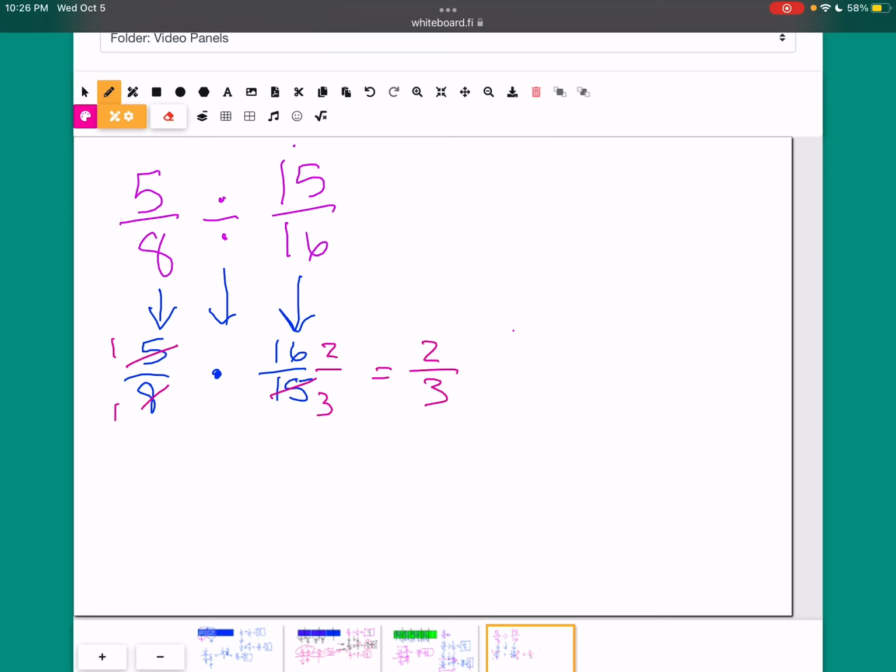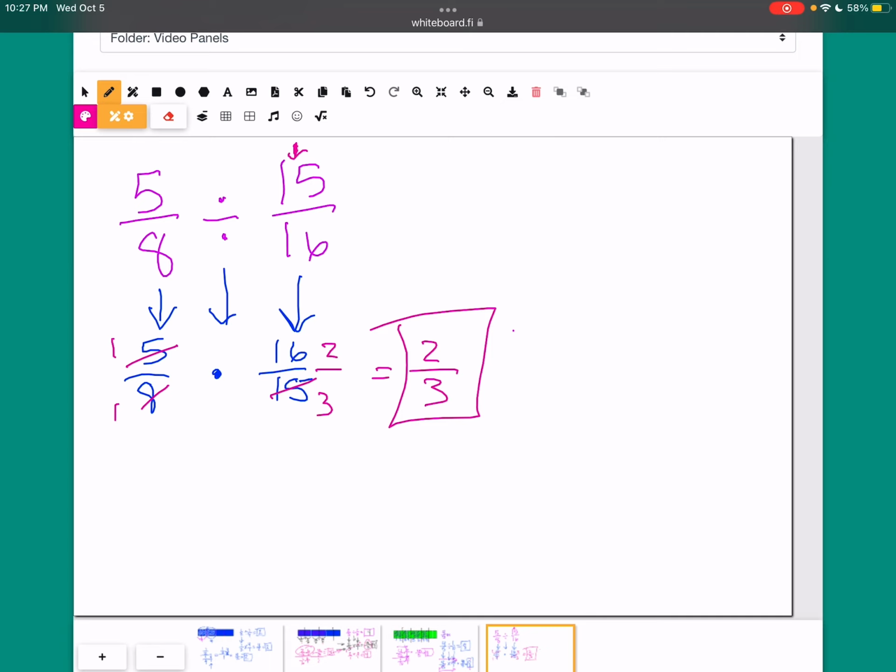And that makes sense, because that 2/3 is the answer, because we asked, if 15/16 is almost 1, about how many 1s are in 5/8, which is around half. So there would be 2/3 of a 15/16 in 5/8. That makes sense to me, right? Because 5/8 is a little less than 1, and 15/16 is a little less than 1. So that's a reasonable answer. I think it makes sense that there would be only about 2/3 of 1.